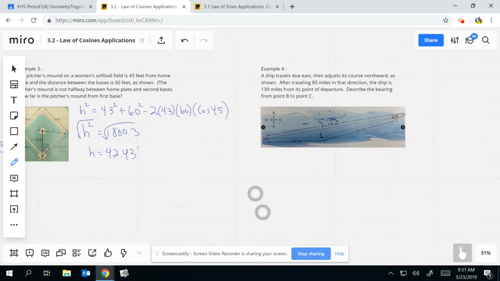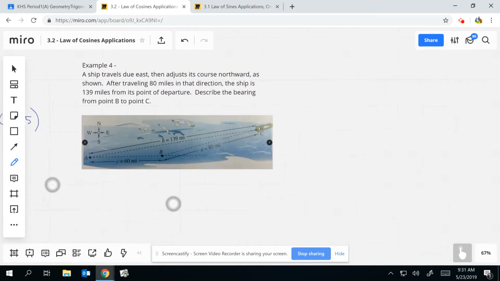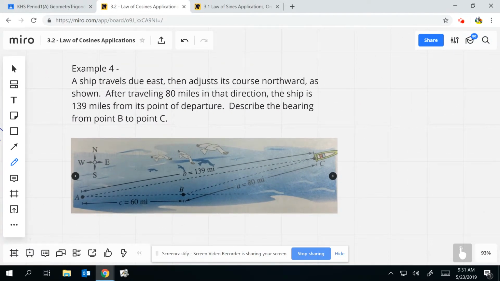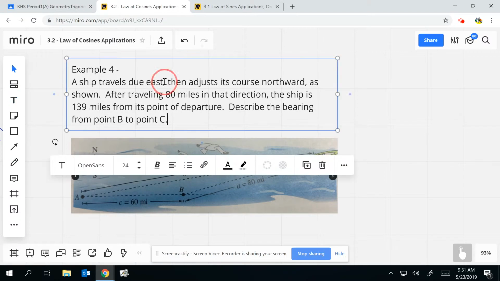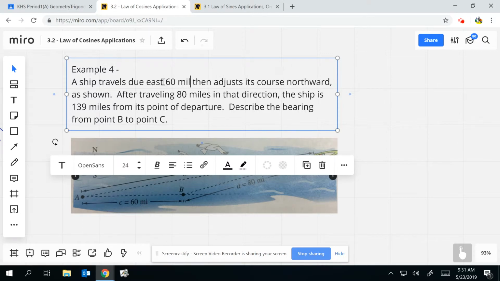There's always a ship problem or something with directions and navigation where you've got to figure out like a bearing or whatever. Ship travels due east, and it's traveling due east. It's going 60 miles due east. Okay, so it's going due east 60 miles.